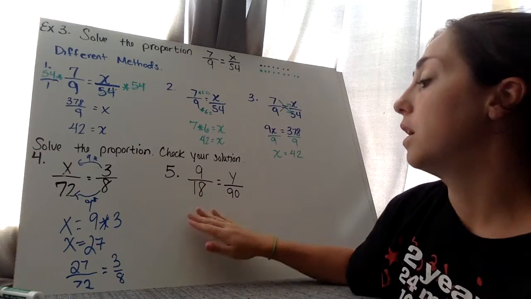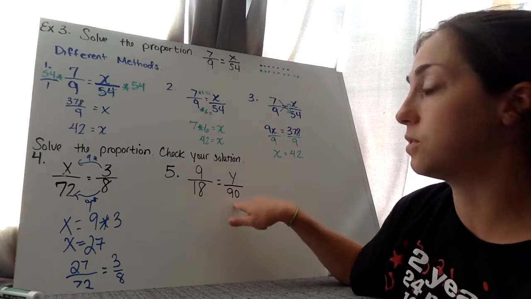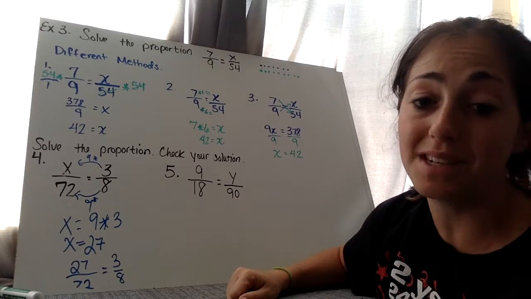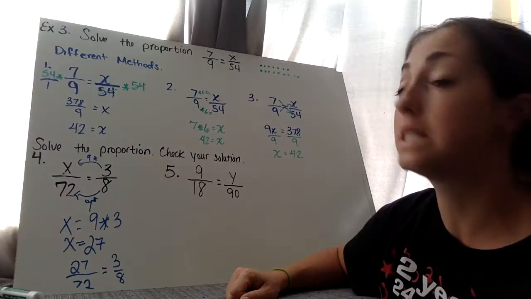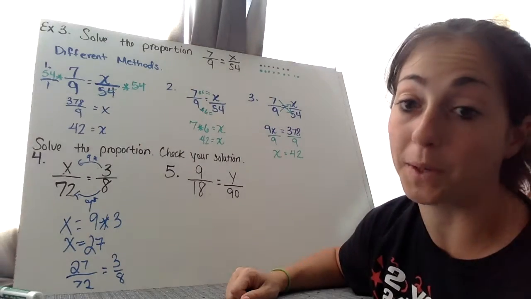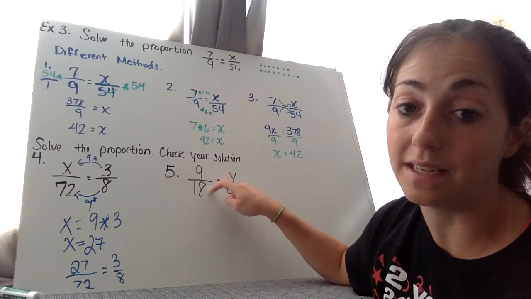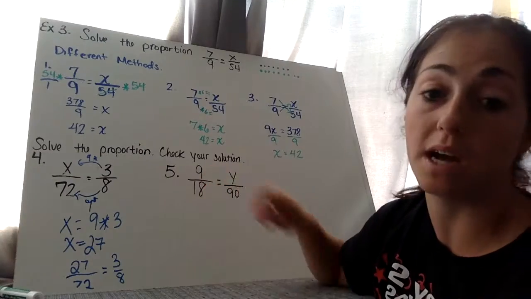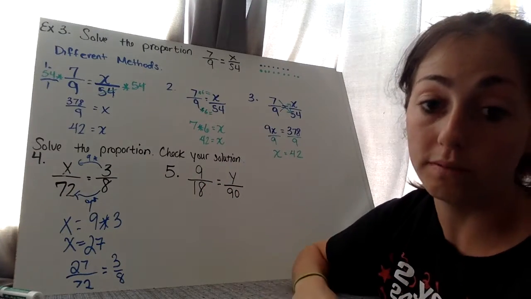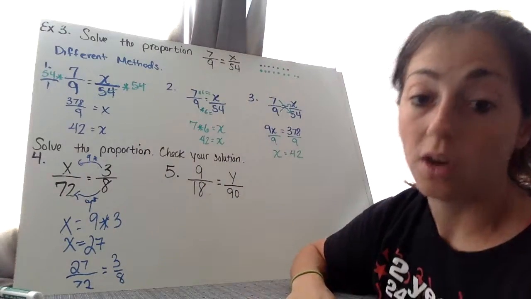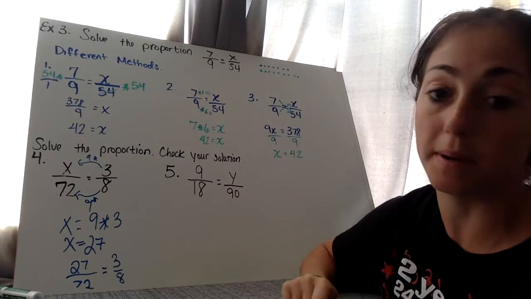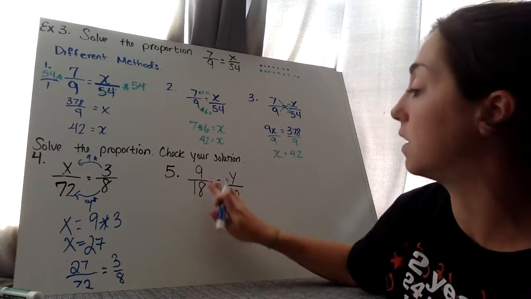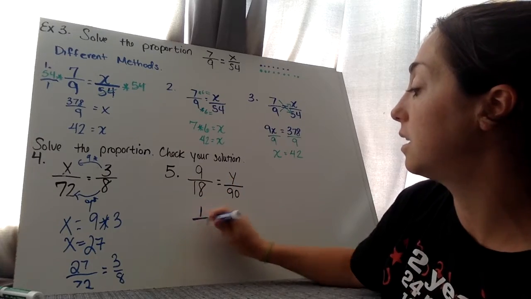All right, cool. Number 5, solve the proportion. 18 times what is 90? Well, maybe that one's not so fast, but there is something cool I can do here. 9 over 18 is not in simplest form, so I can reduce 9 over 18. Or I could cross multiply and divide, or I could just multiply both sides by 90. But because I can reduce this, it's going to make my life a lot easier. 9 over 18 is 1/2.